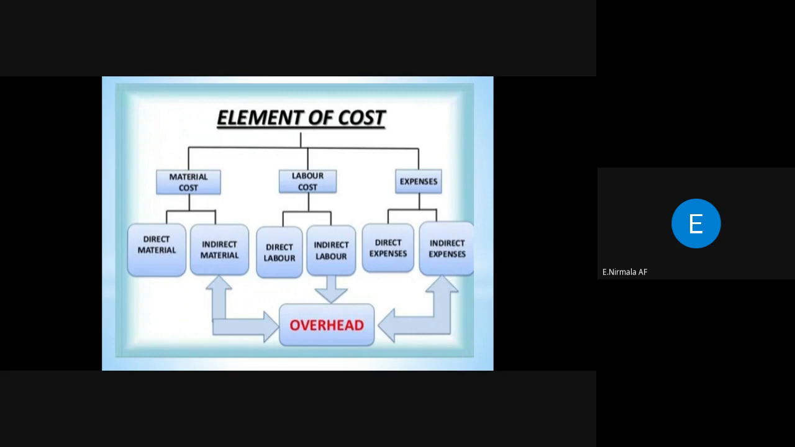Next one is indirect expenses. It refers to the expenses that are incurred by the organization to produce a product, but these expenses cannot be easily found out accurately. For example, office expenses, telephone bills, power used for production. Now, overhead is the combination of all indirect material, indirect labor, and indirect expenses.